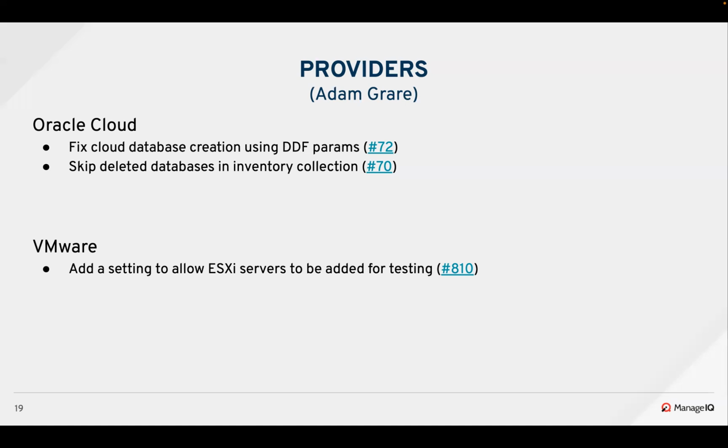And for VMware, we added a setting to allow ESXi servers to be added directly, which was a request from a community user that they wanted to do for testing. They didn't have access to a vCenter in their testing environment, and they wanted to test with ESXi, even though it's not supported for a production run. And that's it for providers. Over to Joe.